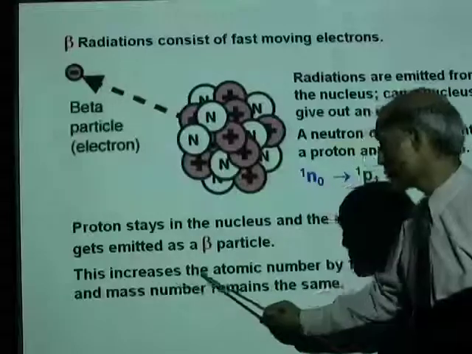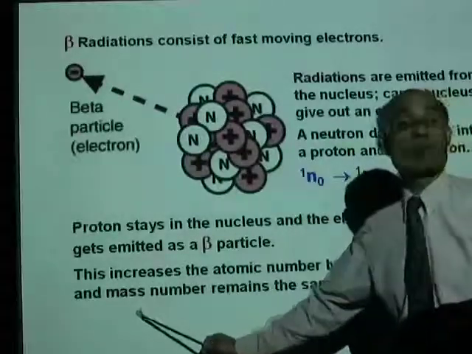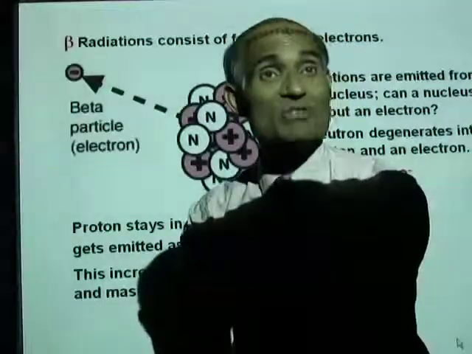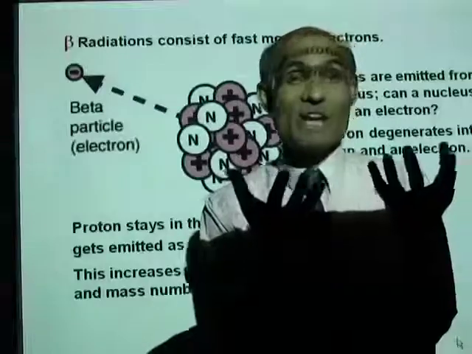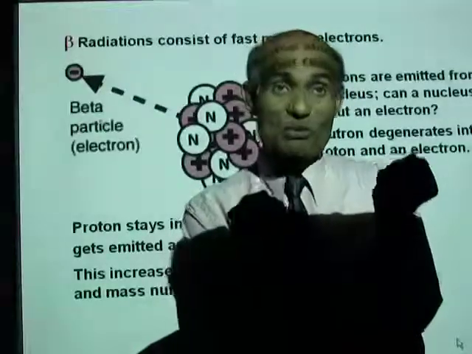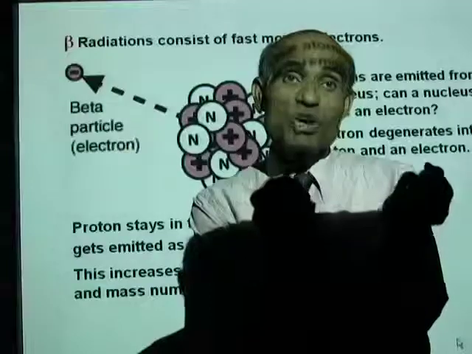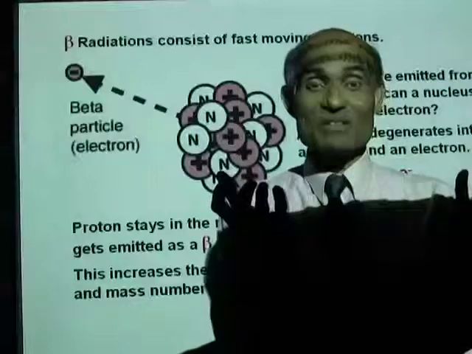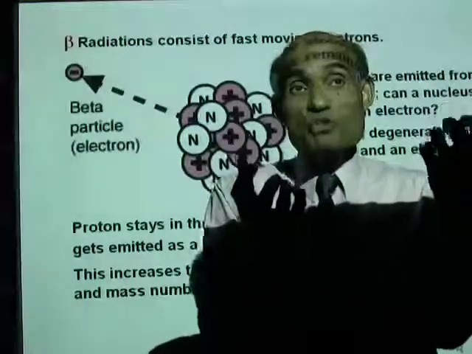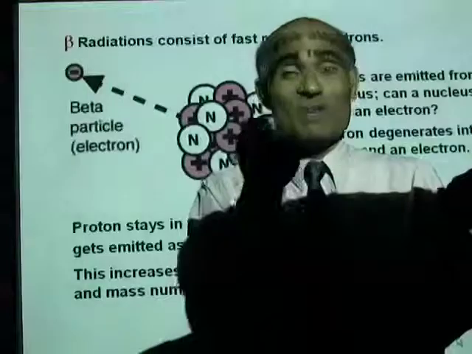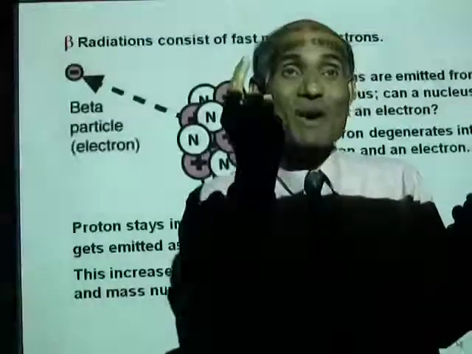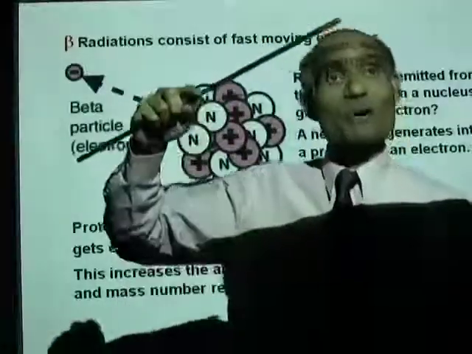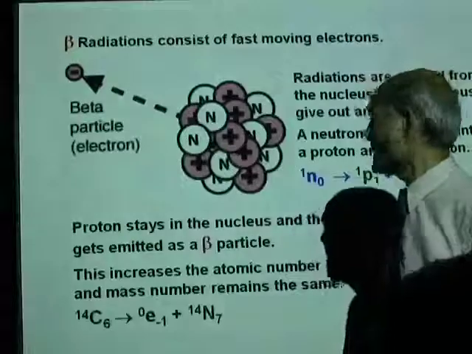This means it increases the atomic number by 1 unit and the mass number will not change. Why doesn't the mass number change? Because a neutron and a proton both contribute to the mass number. When a neutron changes to a proton, the total number of neutrons and protons doesn't change. But the number of neutrons is less by 1, and the number of protons is greater by 1. Right? The total number remains the same. The atomic number increases by 1. The mass number remains the same.